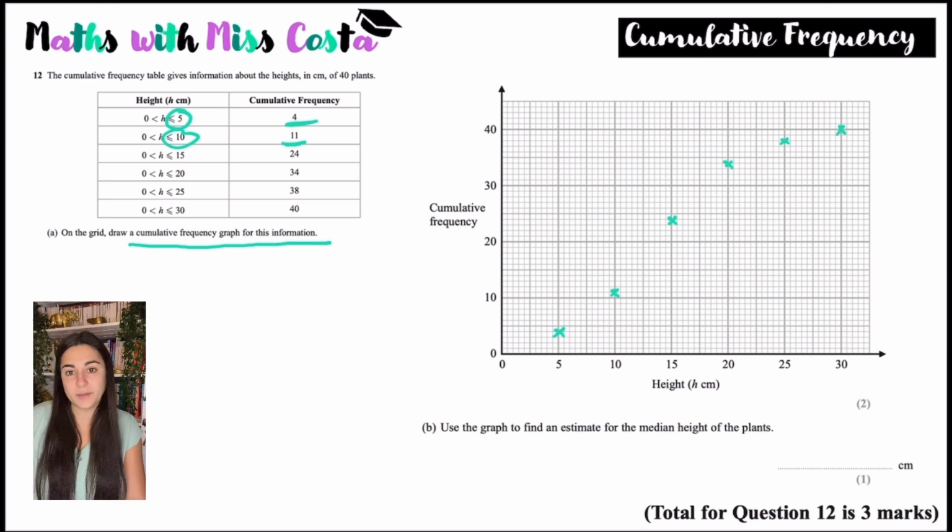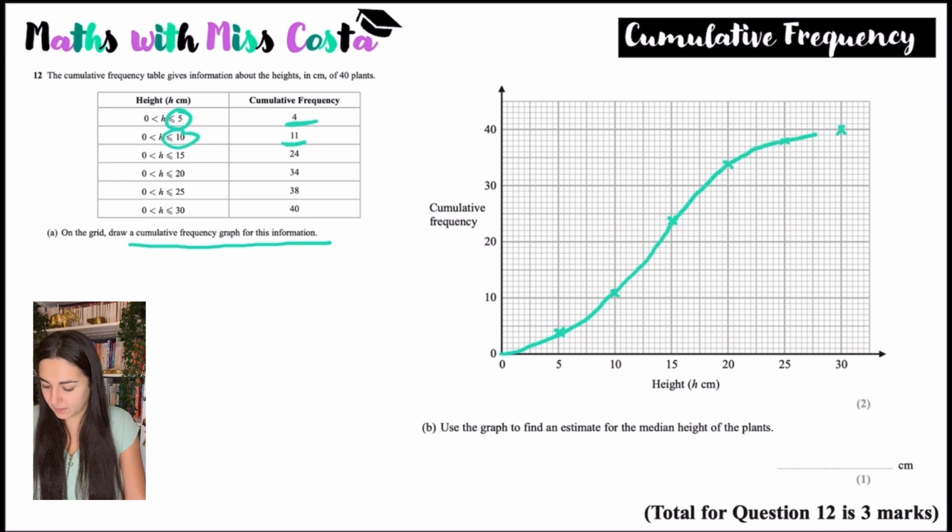Okay, so always when you've got a cumulative frequency, it's going to look a little bit like an S. So let's join it up. And it's a bit... Okay, there we go. And that's all you do for cumulative frequency. So you plot against the highest interval, and then against the cumulative frequency.